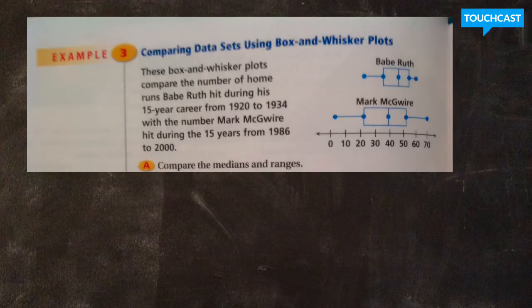Alright, let's look at our last example, comparing data sets using box and whisker plots. So these box and whisker plots compare the number of home runs Babe Ruth hit during his 15-year career from 1920 to 1934 with the number that Mark McGwire hit during his 15 years from 1986 to 2000. We need to first compare the medians and the ranges. So, if we're looking at this, it looks like Babe Ruth's median is larger than Mark McGwire's, and the range of Mark McGwire's is larger than Babe Ruth's.